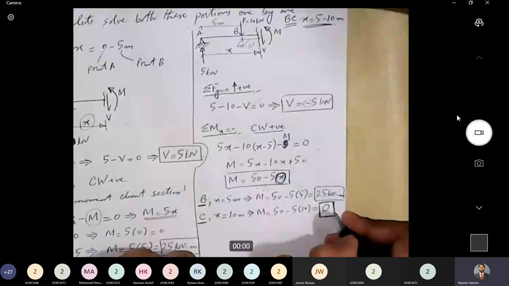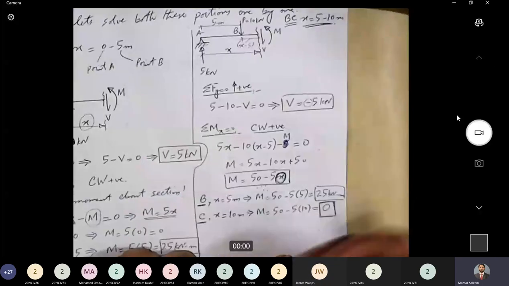If I had got, let's say 10 here or 20 here, then I would have said that, oh, there is some mistake with my procedure. I need to go back and check my procedure. So this calculation also serves as a check on my equations.